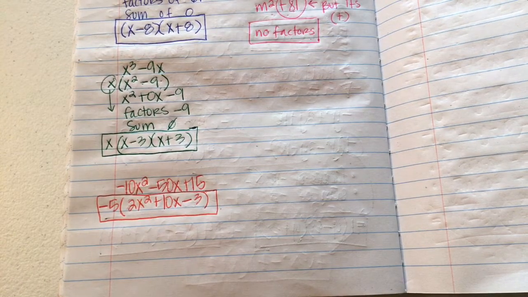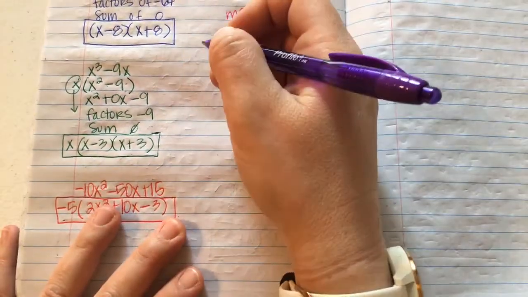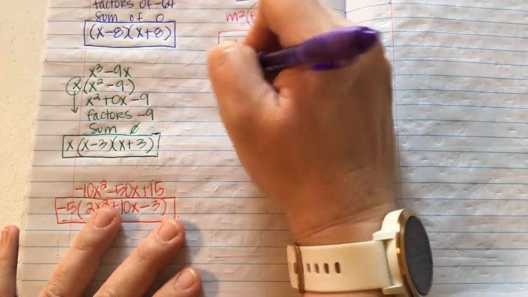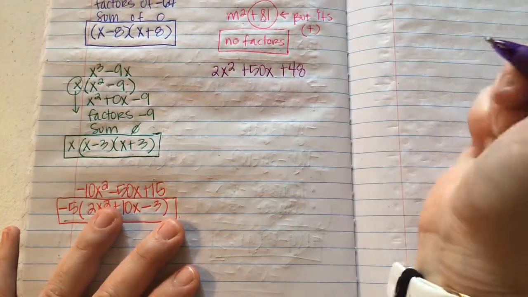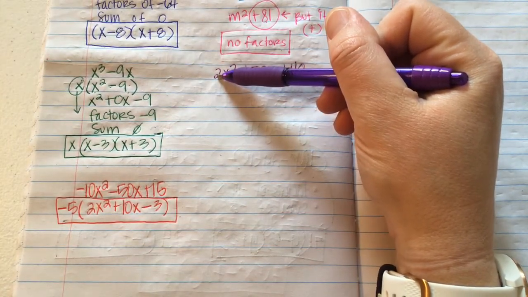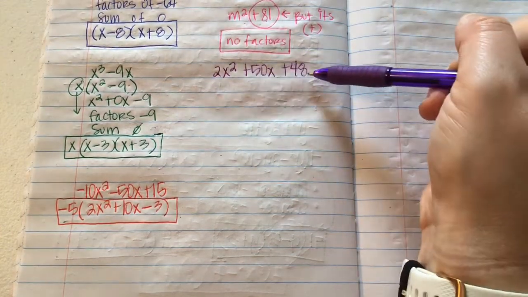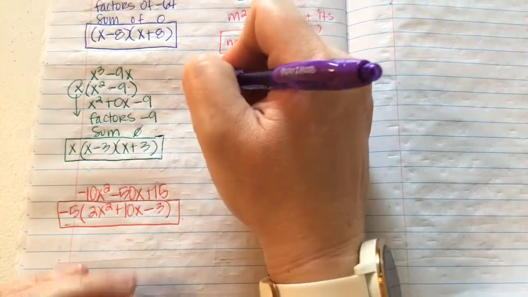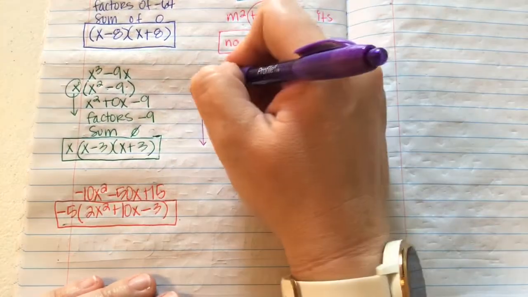Let's do another one over here. Let's do 2x squared plus 50x plus 48. So I have a leading coefficient that is not 1, and I need to try to get rid of that if I can. So is there a greatest common factor with 2, 50, and 48? Yes, they're all even, so they can all be divided by 2. So let's take out a 2.